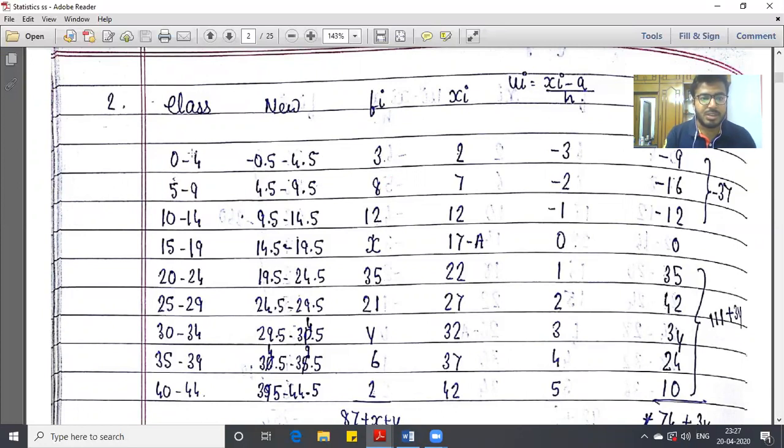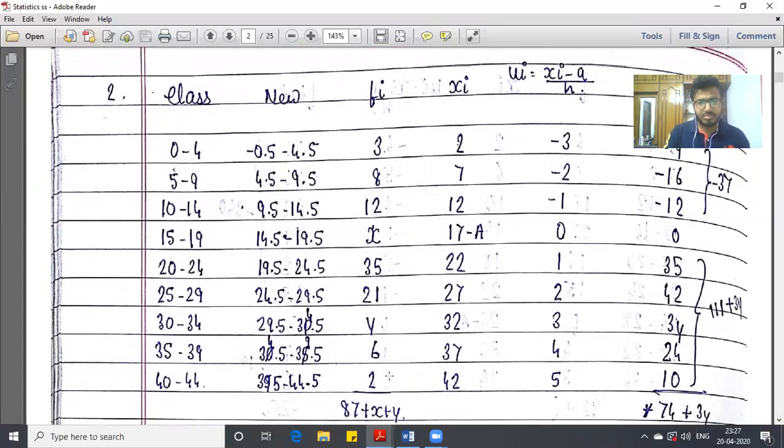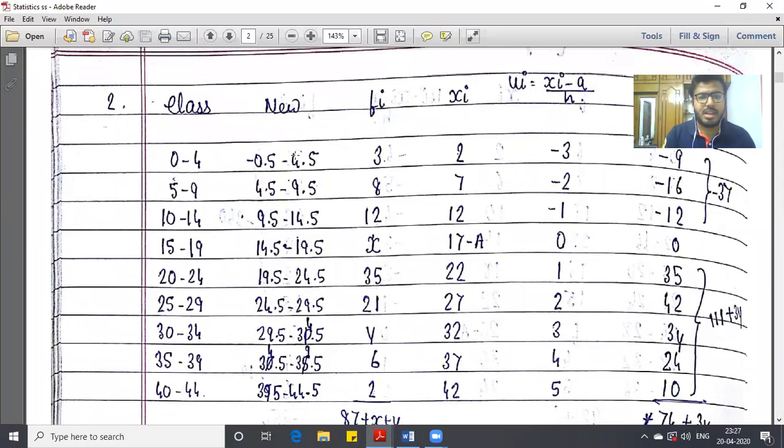So remember that thing. Here you are getting the new classes, you are arranging them, then you are arranging the fi as it is given. Xi fi, we are writing x and y also. We are summing it, we are getting 87 plus x plus y. Now xi is upper limit plus lower limit divided by 2. We got 2. Then you have to just keep adding 5: 2, 7, 12, 17, 22, plus 5 we are doing it, until 42. It is over.